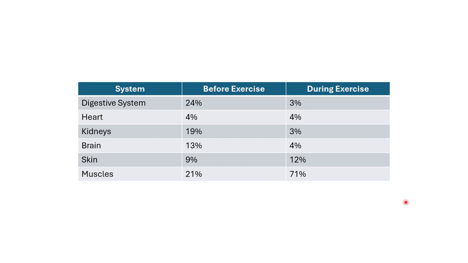An important thing I want to note is the kidneys. When we exercise, we don't actually have an urge to urinate as much as when we're not exercising. Why? Because as you can see here, the blood supply goes from 19% to 3%. So you don't really need to urinate.